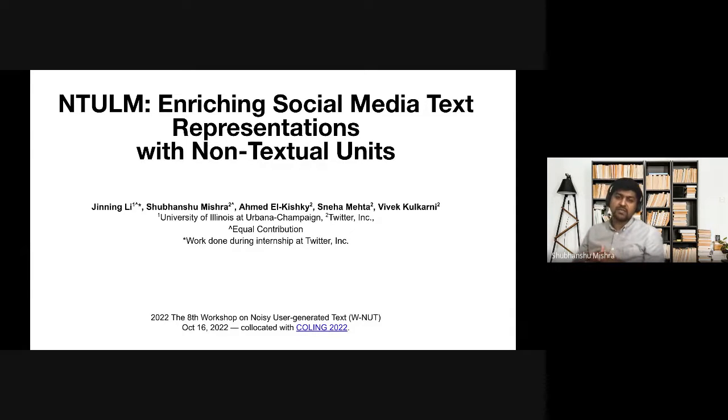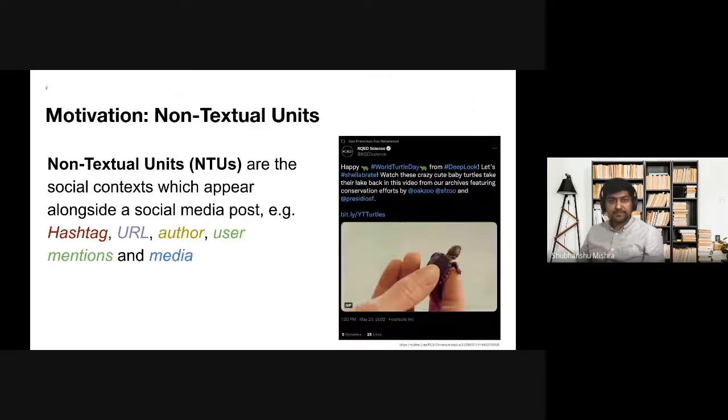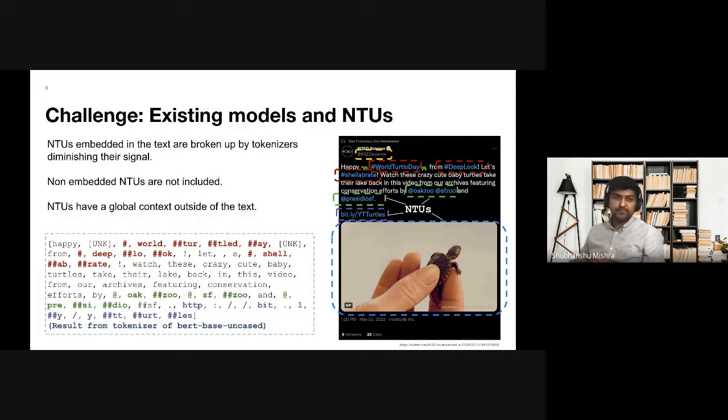I'll be presenting our work on NTULM, enriching social media text representations with non-textual units. First, we identify NTUs as context of a text-based social media post. In tweets, NTUs can either be embedded inside the text, for example, hashtags, URLs, user mentions, or can be part of the text metadata, for example, author or media.